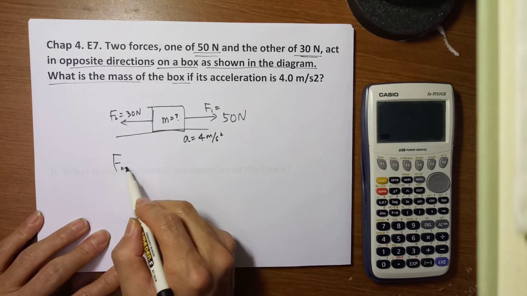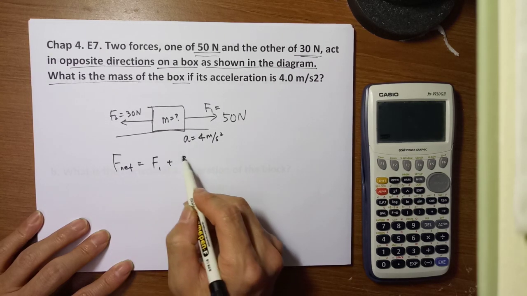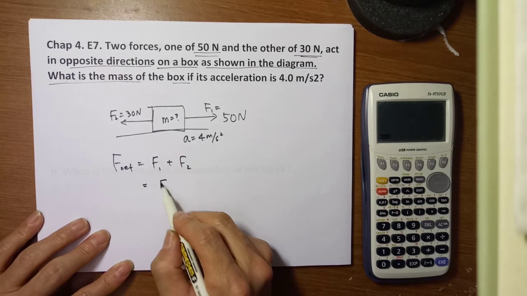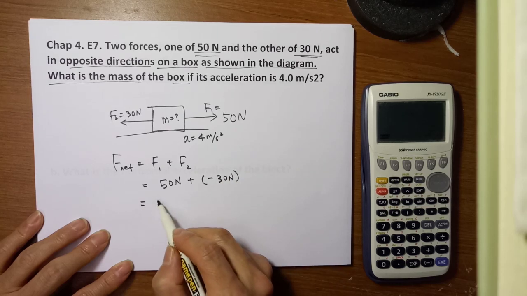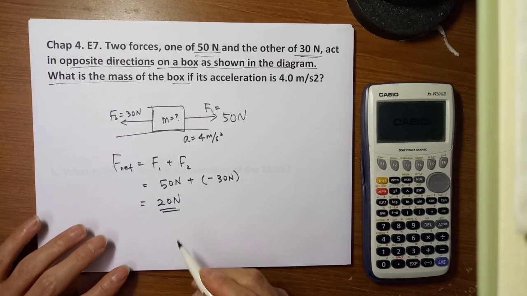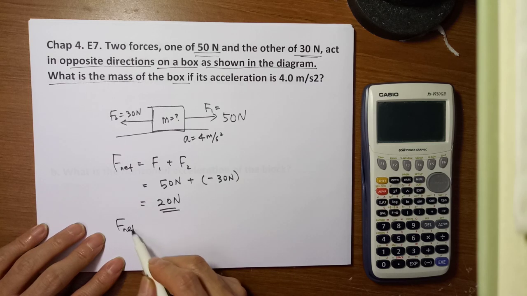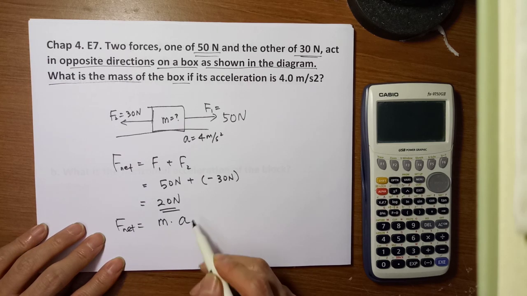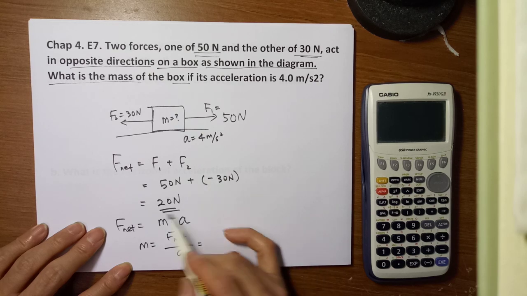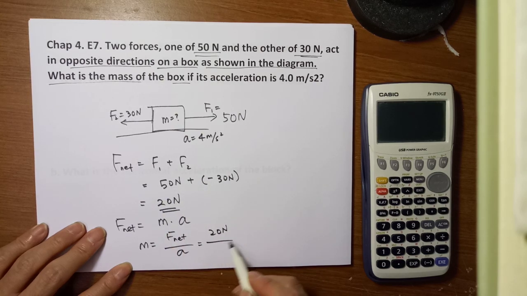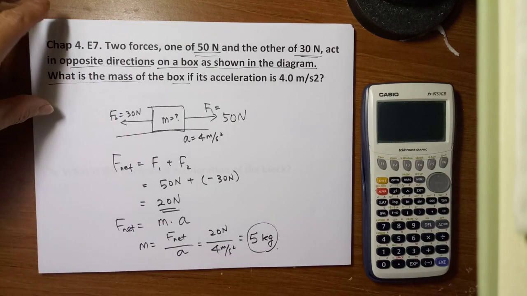Then F net equals F1 plus F2. F1 is 50 Newton plus negative 30 Newton, becoming 20 Newton as net force, which is F net equals M times A, and M equals F net divided by acceleration, right? F net is given as 20 Newton, A is 4 meter per second squared, then 5 kilogram is your mass. Okay.